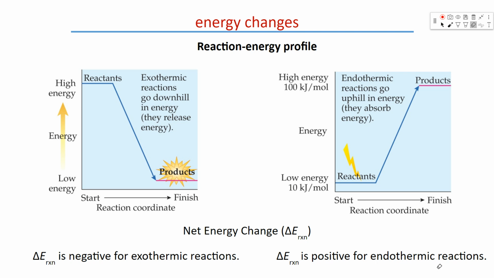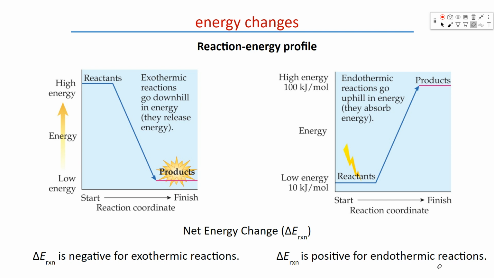All right, so energy changes. Looking at our diagrams for our energy reaction profiles, we have two different types of diagrams: an endothermic and an exothermic. You also need to be able to identify which type of reaction it is just by looking at the picture. The one on the left is our exothermic reaction, where we start with a high amount of energy and our products have a low amount of energy, so energy is given off.